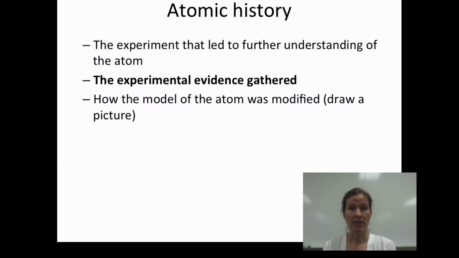The main things to focus on when we talk about atomic history is, number 1, you need to know the experiments. What are the experiments that led to the creation of a new model? What evidence the experiment gave and how the model changed. So what's the experiment, what was the evidence, and how did the model change?